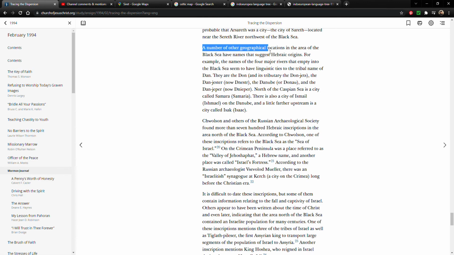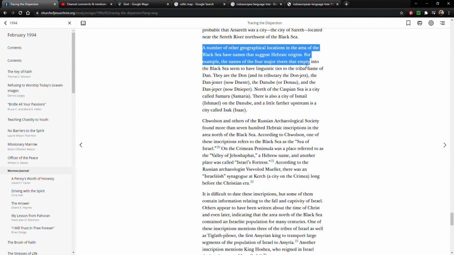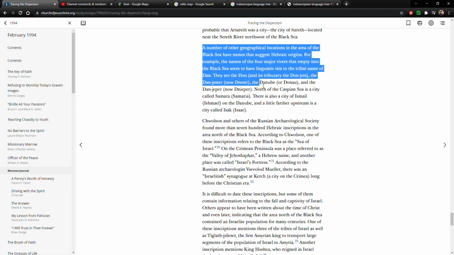A number of other geographical locations in this area of the Black Sea have names that suggest Hebraic origins. For example, the names of the 4 major rivers that empty into the Black Sea seem to have linguistic ties to the tribal name of Dan. They are Don and its tributary, the Donets, the Dan Jester, now Dniester, the Danube or Donau, and the Dan Jepper, now Dnieper. I am so good at pronouncing these.